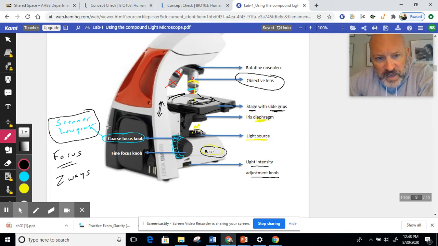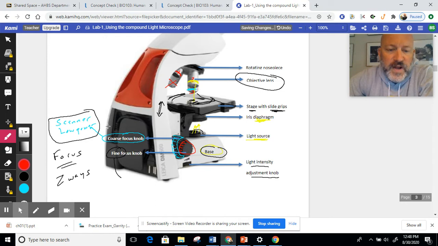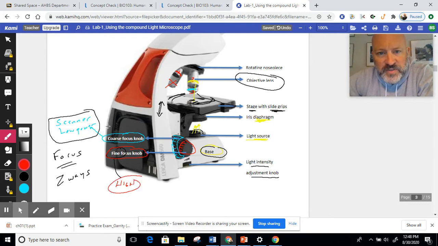Now, when we get to the high power lens, we want to focus with the inner knob here. The knob on the inside is a little bit different. All right, this is called the fine focus knob. And we use this when we're on high power. And the reason being is because when we're on high power, the slide is very, very close to this lens. So close, it almost looks like it's touching. And we don't want to move this stage up too quickly, because what can happen is we could either crack the glass on the lens or crack the glass on the slide.